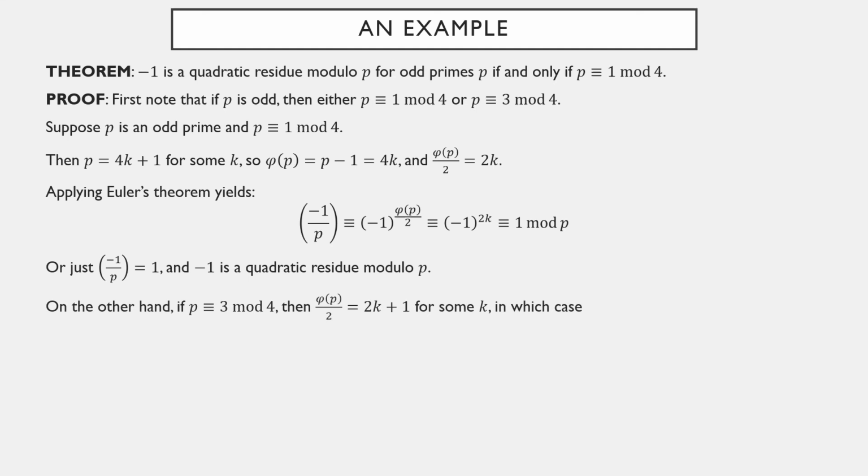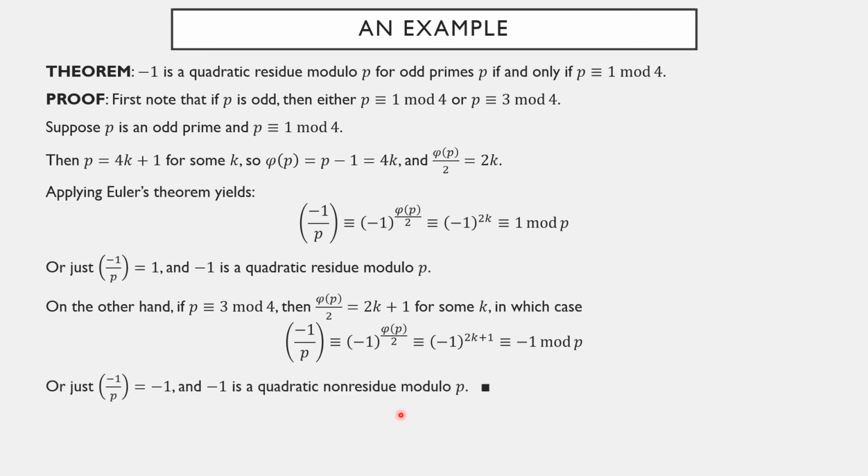On the other hand, if p is equivalent to 3 mod 4, well then, p would be equal to 4k plus 3. Phi of p would be p minus 1, which would be 4k plus 2. So phi of p over 2 would just be 2k plus 1. So when p is equivalent to 3 mod 4, phi of p over 2 is odd, in which case, applying the same reasoning gives me negative 1 to an odd power, and negative 1 to an odd power is negative 1. In other words, the Legendre symbol negative 1 over p is negative 1, which means negative 1 is a quadratic non-residue modulo p. So Euler's method has allowed us to quickly tell, is negative 1 a quadratic residue modulo p, yes or no, without having to go through the brute force of actually squaring things. We have proven negative 1 is a quadratic residue modulo p if and only if p is equivalent to 1 mod 4.